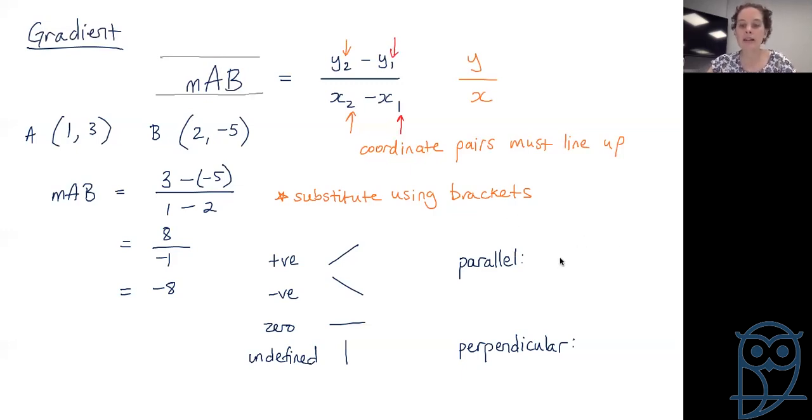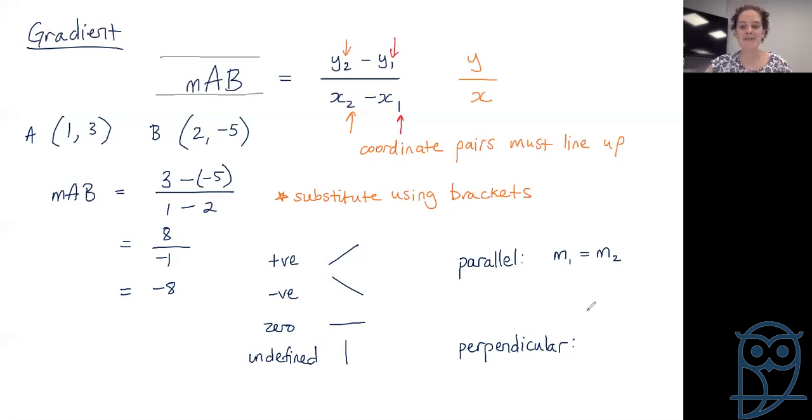So parallel gradients means parallel lines are going in the same direction. They're never going to meet. They're never going to cross. So M1 equals M2. So here we're using our little m for our gradient, and we're using just the numbers 1 and 2 because we don't have MAB and MCD. So we just use subscripts 1 and 2.